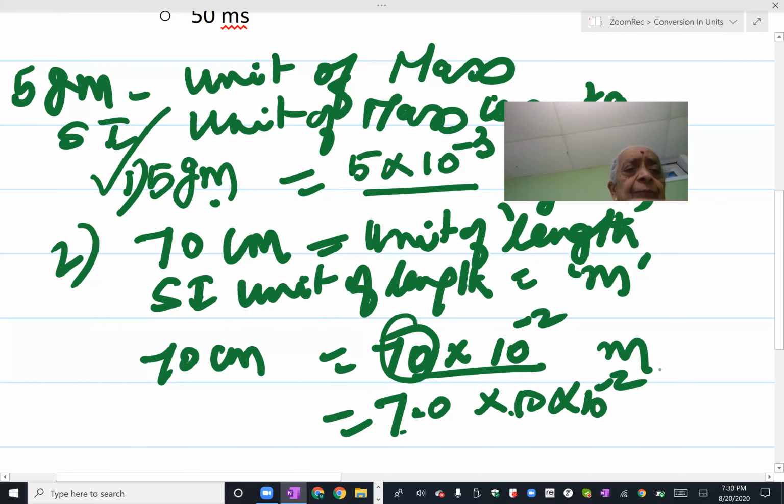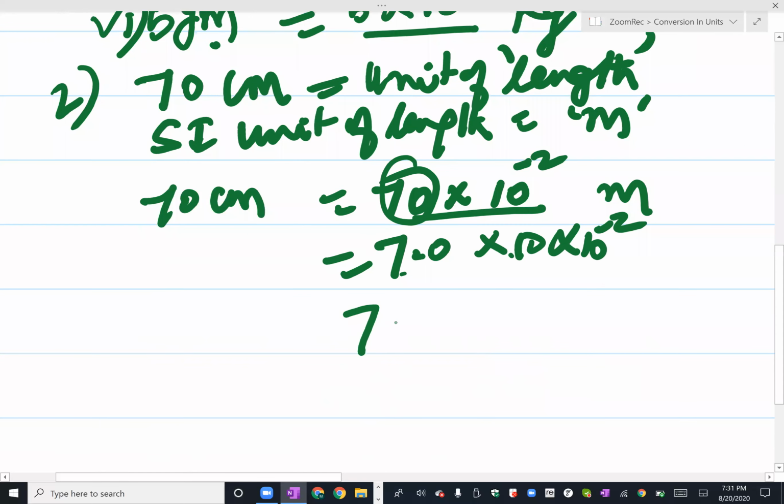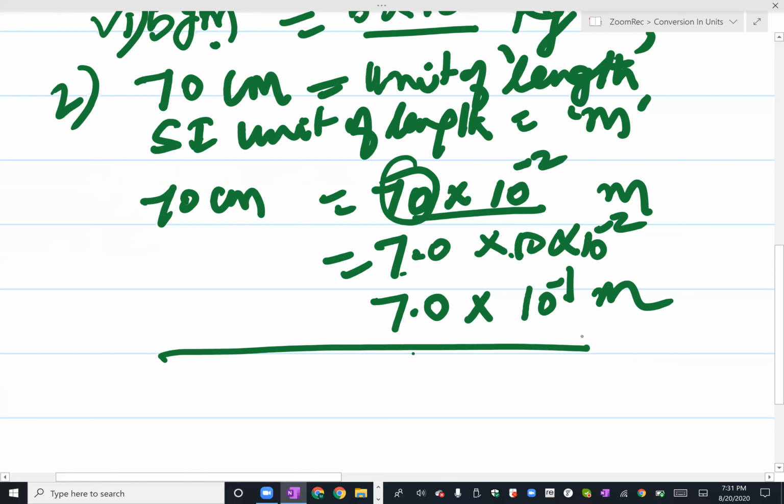So you have here that will be equal to 7.0 into 10, and 10 to the power of minus 2 will make it 10 to the power of minus 1 according to the multiplication in exponents, and therefore this will be the answer. It will be 7 into 10 to the power of minus 1 meter. That is how you have to write. It's a two-digit number, therefore you have to write it in the standard form like this.